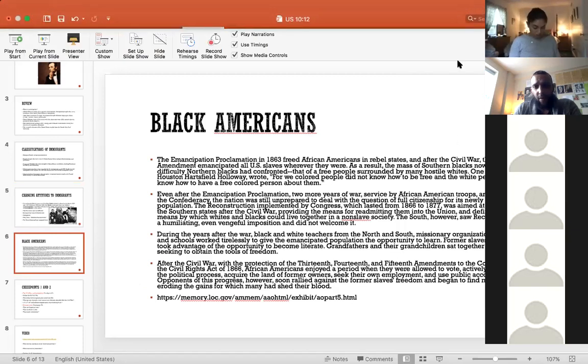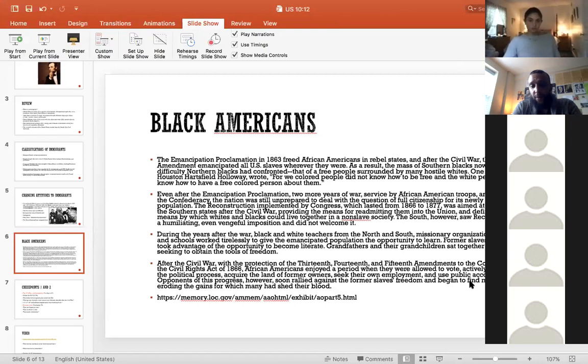So, Black Americans. Now this gets a little bit hefty here, so I'm going to try to condense some of it for you, paraphrase some of it for you. We know the Emancipation Proclamation, 1863, freed a lot of slaves, but we had to fight a civil war for the right for Black people to be free. We're going to look at the Reconstruction Amendments and what they were, the 13th, 14th, and 15th Amendments.